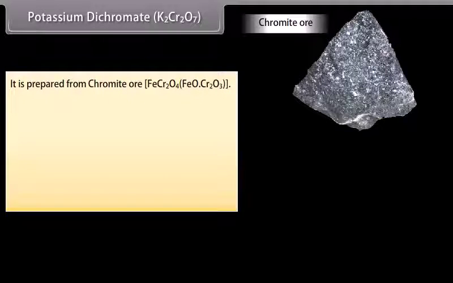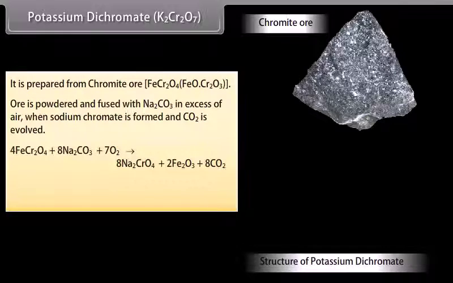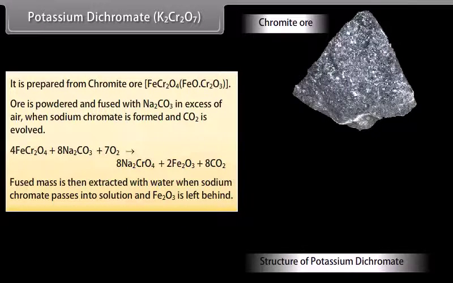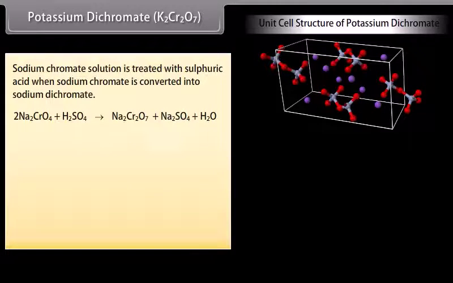Potassium dichromate, K2Cr2O7. It is prepared from chromite ore. The ore is powdered and fused with Na2CO3 in excess of air, when sodium chromate is formed and CO2 is evolved. The fused mass is then extracted with water, when sodium chromate, being soluble in water, passes into solution and Fe2O3 is left behind. Sodium chromate solution is treated with sulfuric acid, when sodium chromate is converted into sodium dichromate.